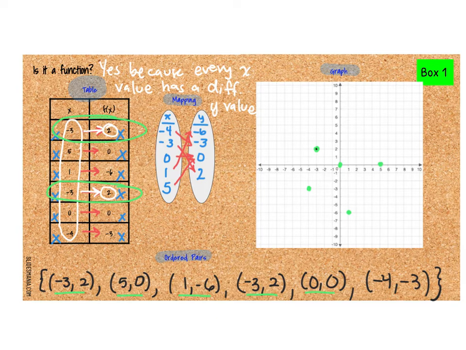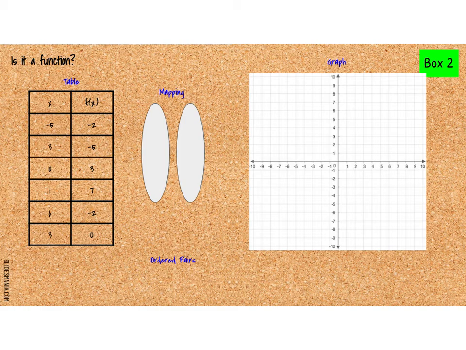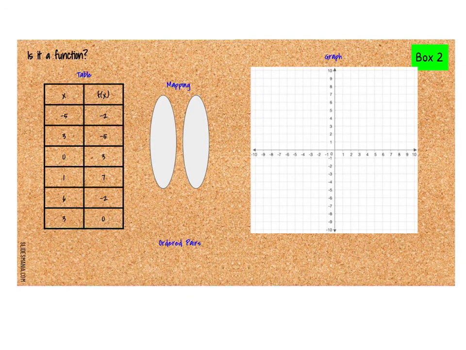All right. Going on to the next one. Same type of problem, right? I'm giving you guys a table. We're gonna go ahead and do the mapping, do the graph, do the ordered pairs. So again, same thing for the mapping. The x values go on the left. The y values or the outputs go on the right, from least to greatest. So for my x, I start off with negative 5. So I'm gonna cross that one out. And then I go with 0.